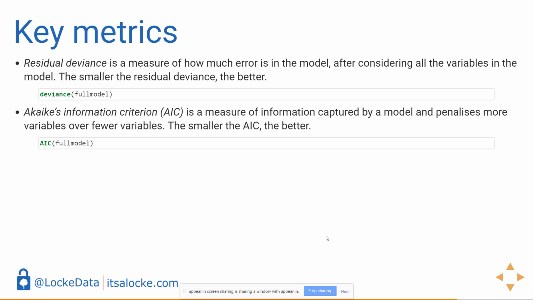Key metrics. Deviance is a measure of how much error there is, and again, you want lower error. And the AIC is a measure of information captured, so how much is correctly classified relative to how many variables there are. Again, you would try and minimize the AIC.